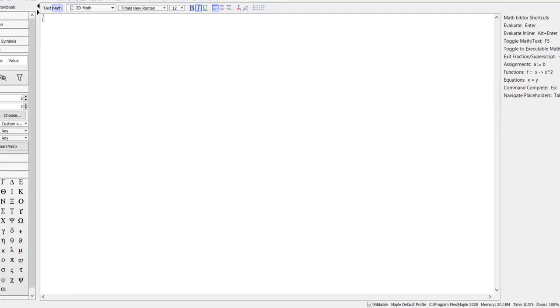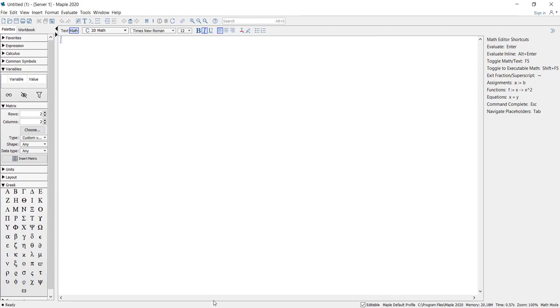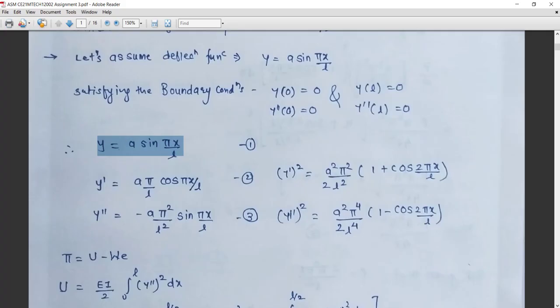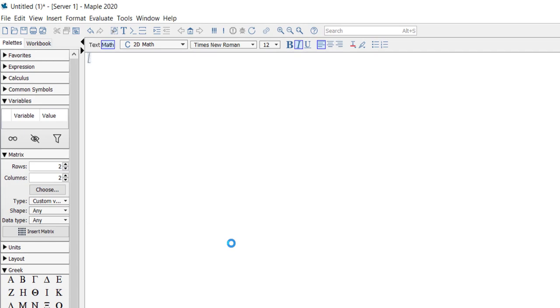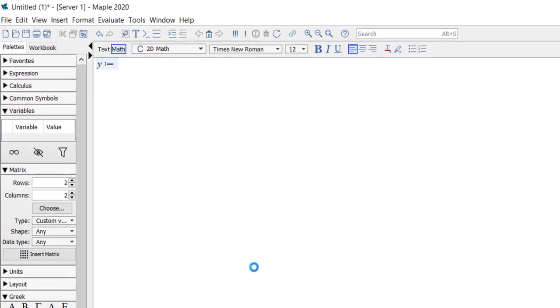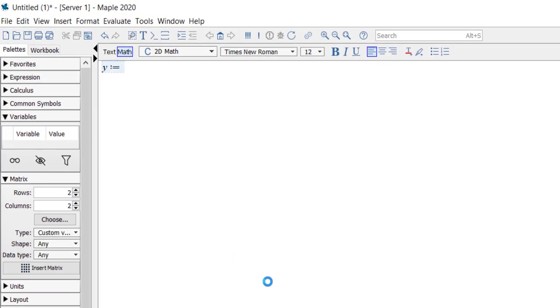Okay, so first I have to define this equation, y is equal to a sine pi x by l. To type the equation, y is equal to, you have to type it like this: y colon equal to. We are defining the variables now, we are defining y. So y is equal to a, and whenever you are going to do a multiplication, you have to give space. Whenever you want to multiply two things, you have to give space.